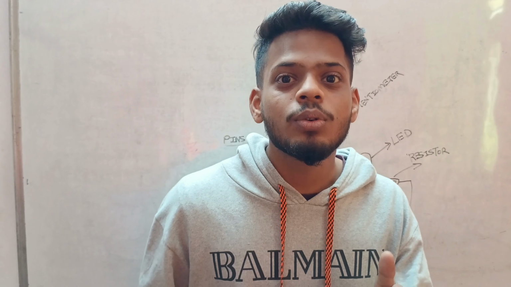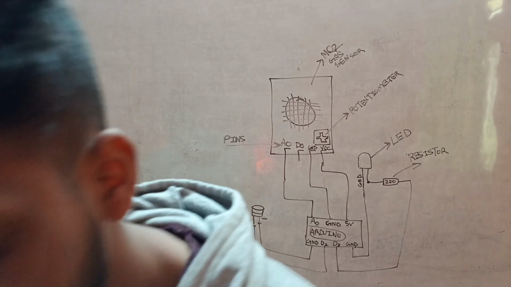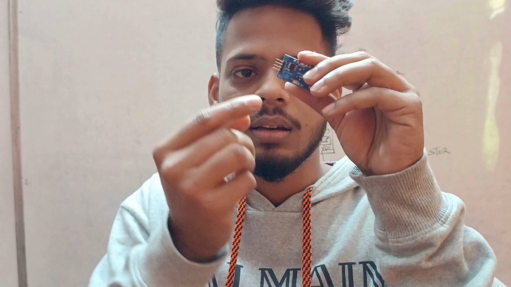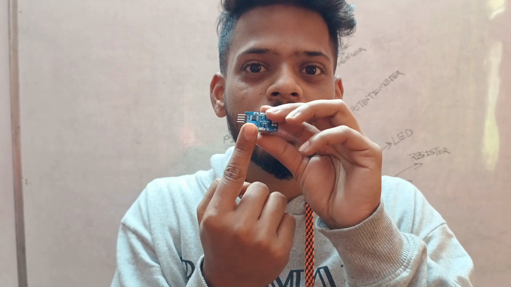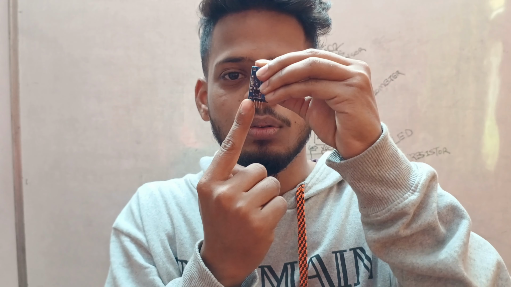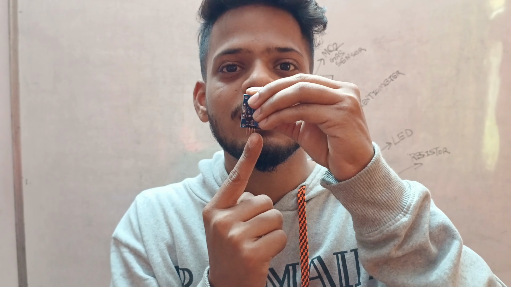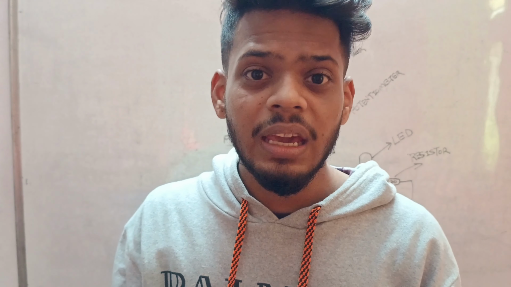Now, let me show you an MQ2 gas sensor in person. So, this is our MQ2 gas sensor. What does it have? See this knob-like structure, that is a potentiometer. The pins from here are A0, D0, GND, VCC, right? A0 for analog, D0 for digital, GND for ground, VCC for 5 volt.